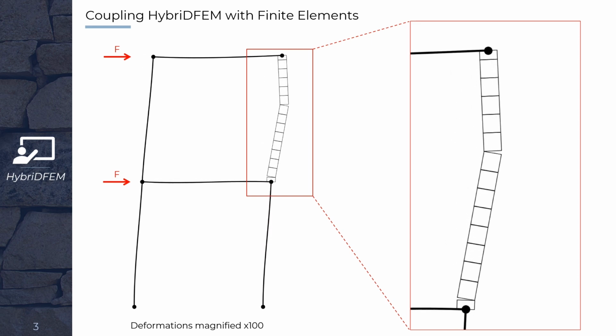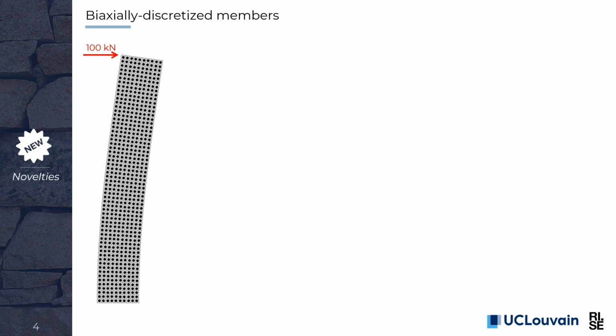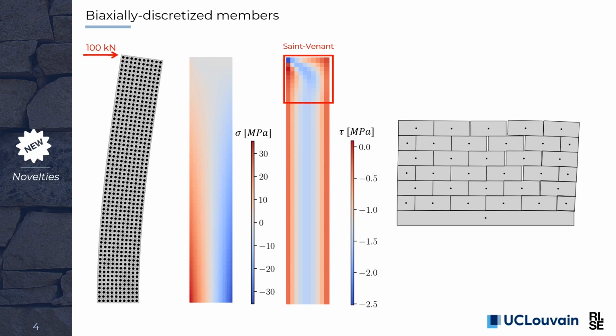Recently, the HybriDFEM method was extended from members discretized only along their longitudinal axis to bi-axially-discretized members, which has significantly broadened its scope of application. Among others, this extension allowed to capture complex phenomena such as St. Venant's effect in a beam, showing how the stresses propagate inside the member, or to compute the in-plane response of masonry walls.